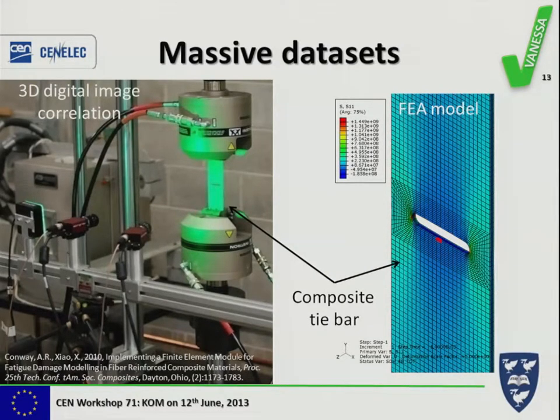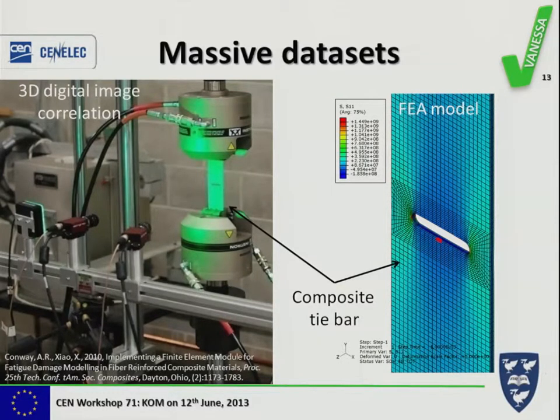So modern digital image correlation gives us huge data sets, typically of the order of 10 to the 5 or 10 to the 6 pieces of data covering an area of the specimen. So here's a simple example. This is a composite tie bar with a slot in it being loaded in tension.